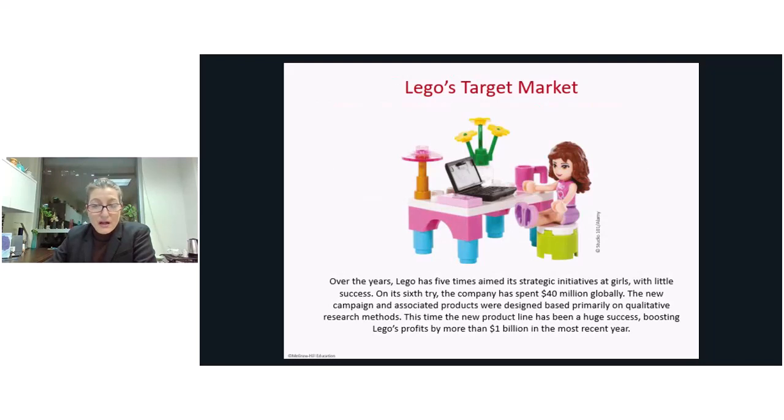The Legos target market. Over the years, Legos has tried strategic initiatives to target the young girls market, but they didn't have success until their sixth try and an investment of $40 million globally. That sixth try was a campaign designed primarily from qualitative research findings, and the product line was a huge success, boosting the Legos profits by $1 billion.